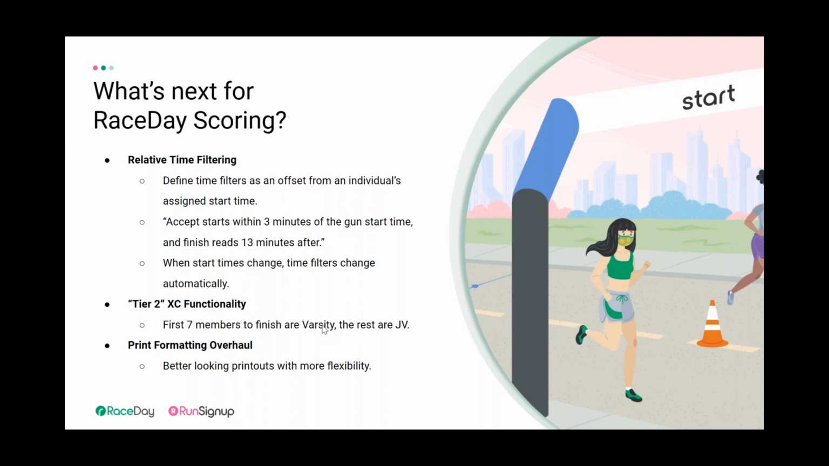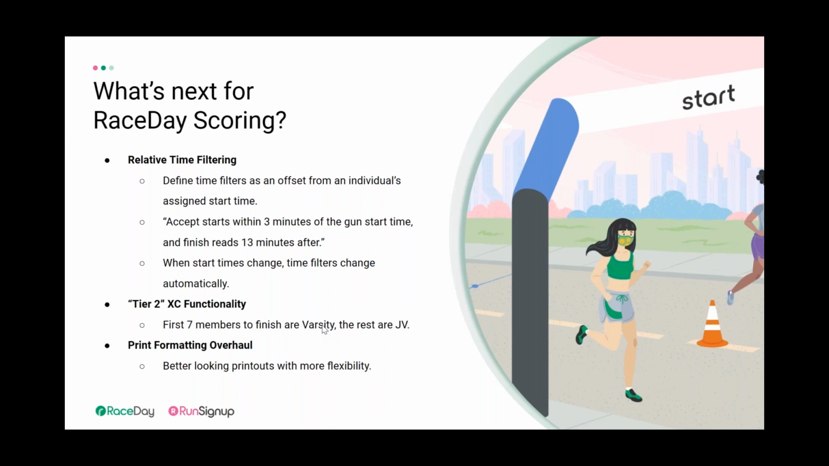Tier 2 cross-country functionality is something we're looking at currently. The ability to basically say that the first 7 numbers are going to be considered varsity or something, tier 1, whatever we end up calling it, and the rest are JV or tier 2. Typically, this is used to separate cross-country races on the fly. So you have some events where they just want to run everybody together and they determine based on the finish order who is varsity and who is JV. This isn't typical, but there are some events that do this. And so Race Director did support it, so we need to add it into RaceDay Scoring.